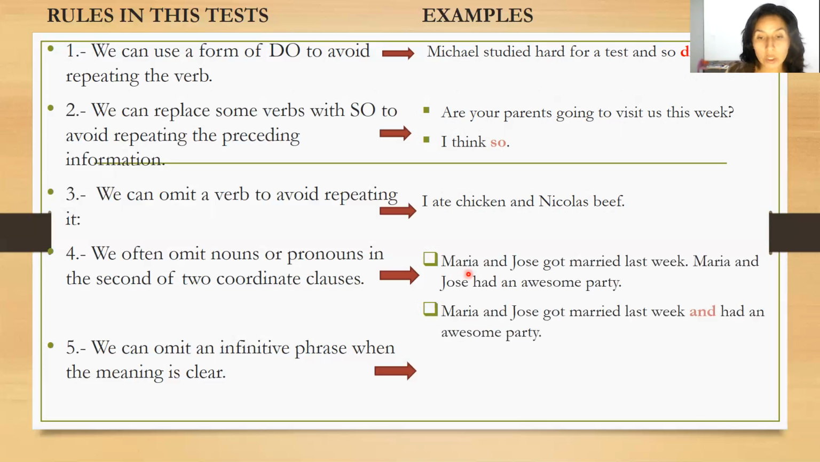Also, Maria and Jose got married last week. Maria and Jose had an awesome party. I have two clauses: Maria and Jose got married last week and had an awesome party. The speaker omits the nouns in the second occurrence because they occur twice. The last example. Did you buy the tickets for a concert? Oh, I forgot. When I use the verb forgot, I can omit the following phrase.